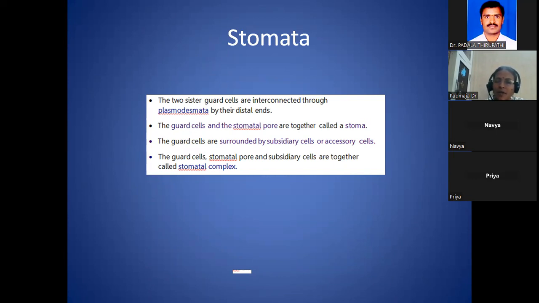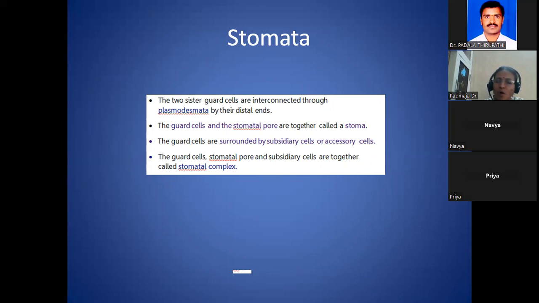The guard cells and the stomatal pore together are called the stomatal complex or the stoma. The guard cells are surrounded by subsidiary cells, which are also called accessory cells. The two guard cells and the stoma, together with the surrounding subsidiary cells, are called the stomatal complex. So the stomatal complex consists of subsidiary cells, guard cells, and the stoma.